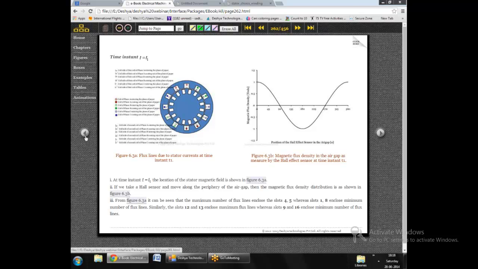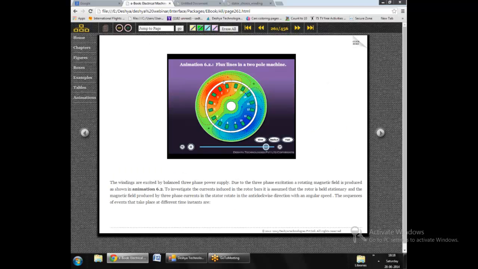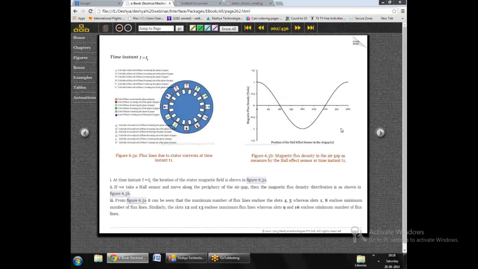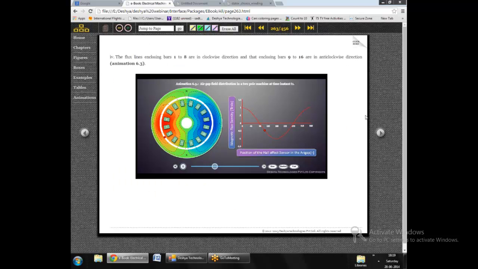So in the previous animation, we saw that as time progresses, the magnetic field changes its position in space. Now, if we assume that at a given time instant the magnetic field remains frozen, it does not move, then how would it look? This can be seen here in the animation.